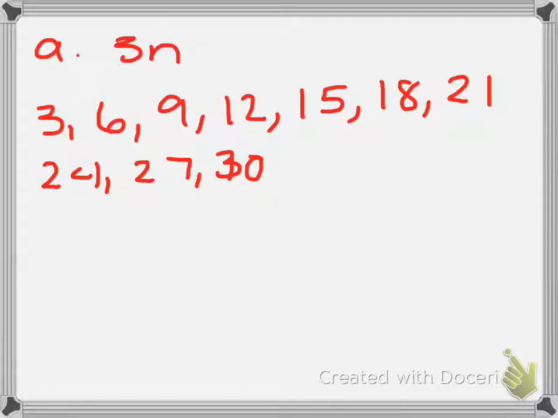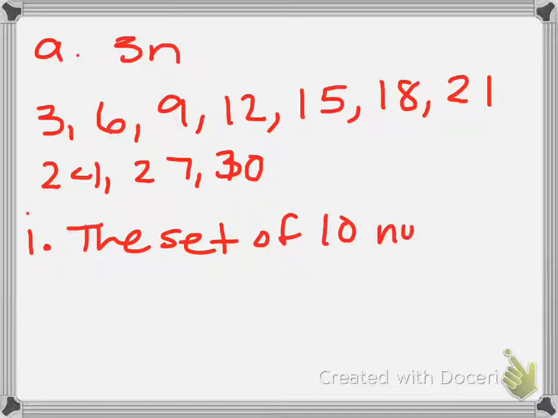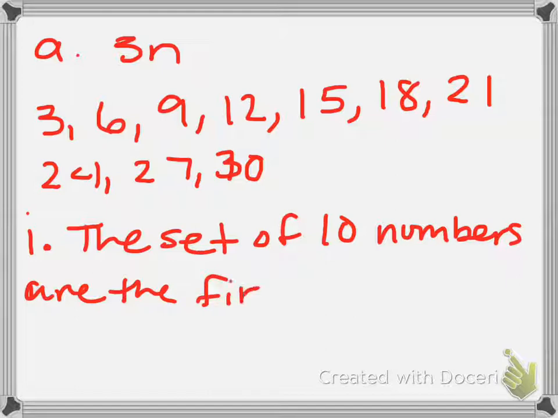So, what are these numbers? These are the multiples of 3. So, for your little 2, because it has the 3 bullet points, describe the sets of 10 numbers. The set of 10 numbers are the first 10 multiples of 3.